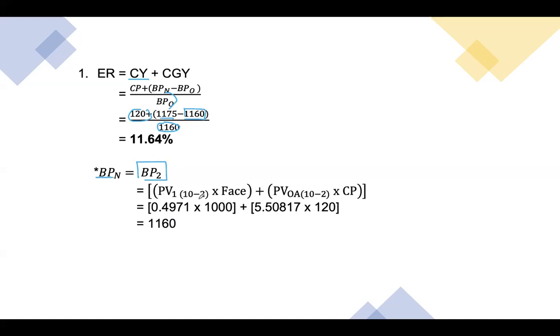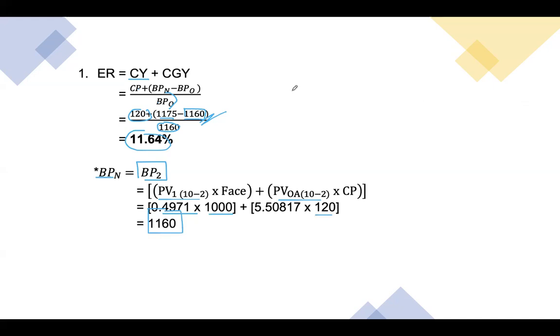So that's present value 1 in year 2. That's 10 minus 2, 8 years left until maturity, 0.4971 times 1,000, plus present value ordinary annuity, 10 minus 2, that's 8 years left until maturity, times coupon payment 120. So the bond price old is 1,160. The answer now is 11.64.